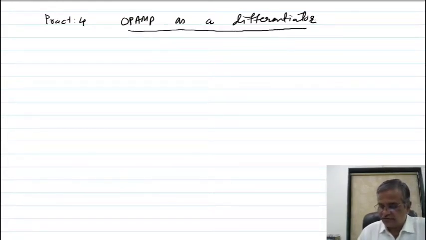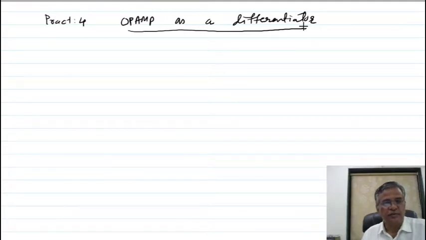We have already seen that op-amp can be used to perform mathematical functions, like adder, subtraction, integration, differentiation, hyperbolic function of some parameter, log of some parameter, anti-log, can be performed with the help of the op-amp. In the first experiment we have seen op-amp as an adder and subtractor.